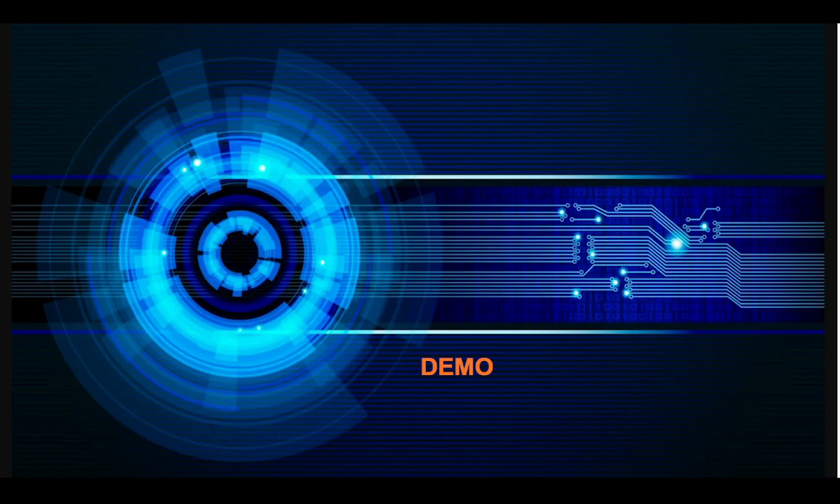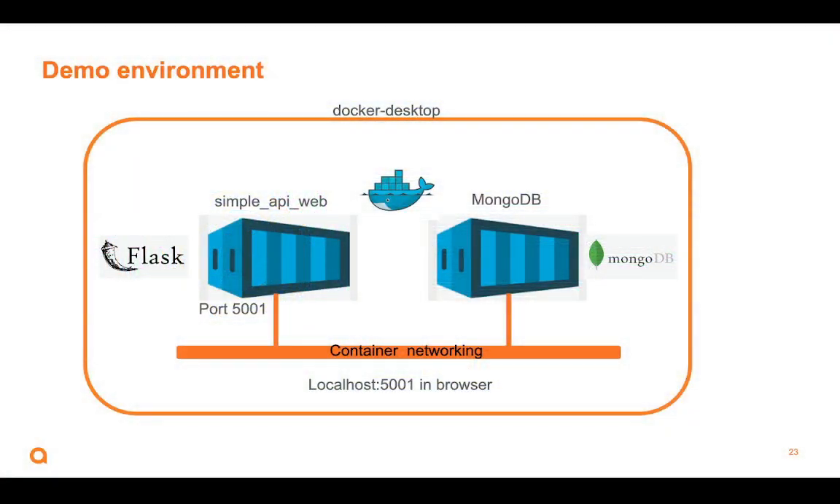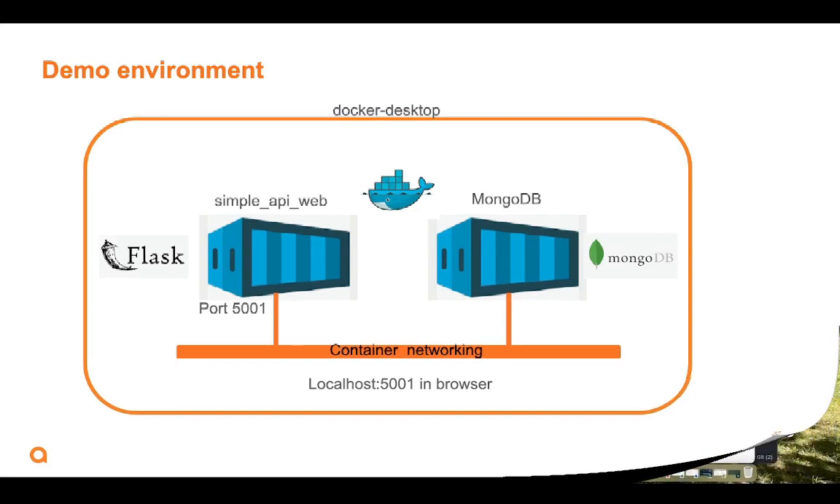Now, the demo. We're going to have Docker infrastructure here. In Docker Desktop, we're going to have two Docker containers running. One container will be a MongoDB. The other container will be our web interface written in Flask. We're going to use container networking to connect these two containers together, and we're going to expose port 5001 so we can point our browser to localhost 5001.